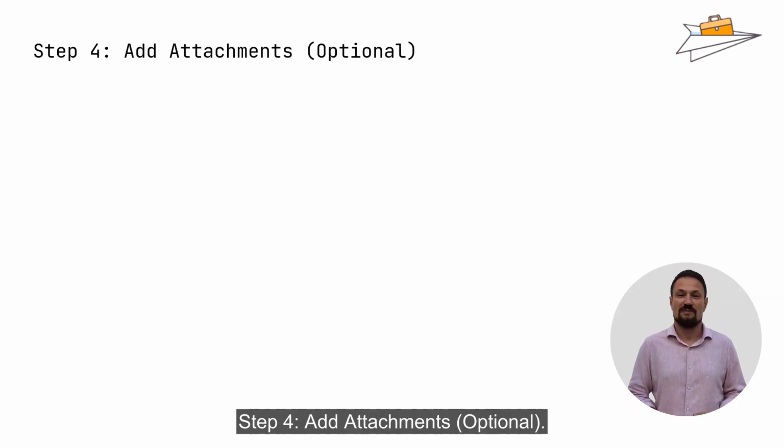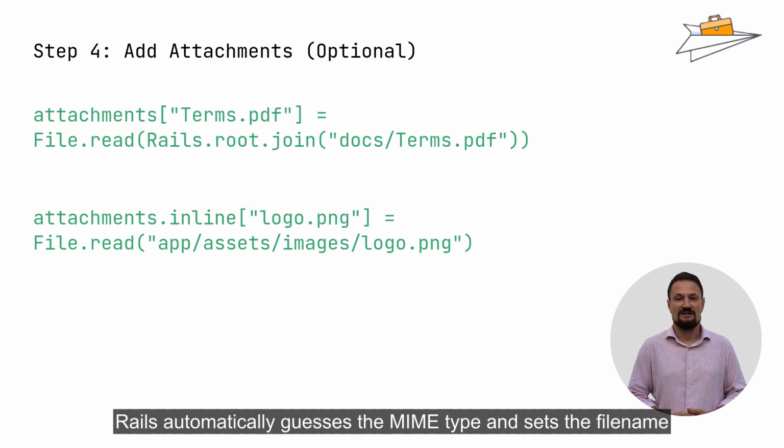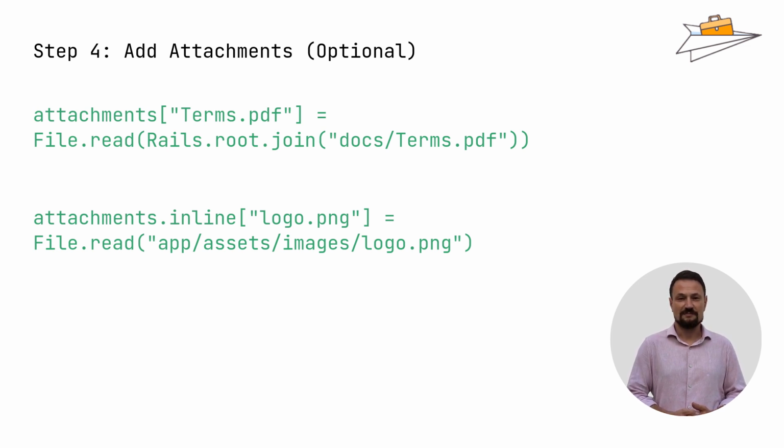Step 4. Add attachments, optional. Inside your mailer method, you can also add attachments with ease. Rails automatically guesses the MIME type and sets the file name for recipients. Inline images are supported too, with special syntax. Reference it in HTML with this line.